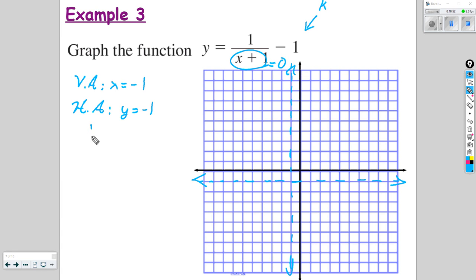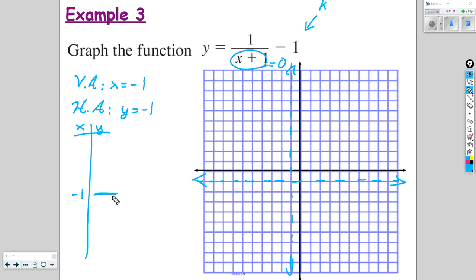Now let's make our table. Right in the middle, I'm going to put that vertical asymptote. Remember, that's the value for which this function is not defined. And then we're going to move to the left and to the right of that vertical asymptote and plug in some values that might be good.